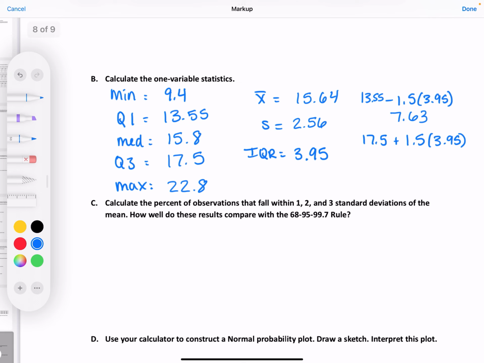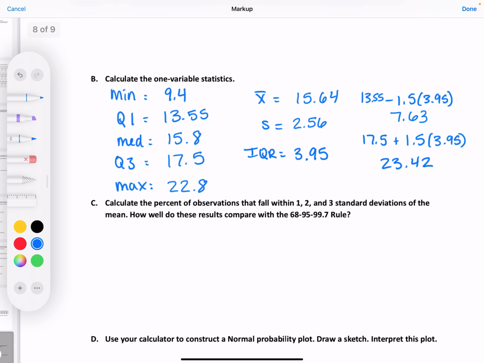11.5. Are you sure? 5.8. No. Are you sure about that number? Because Q3 is 17.5, so it's got to be bigger than 11. Add, not subtract. I think that's what you probably did. That's what I did. Okay, 23.42. There we go.